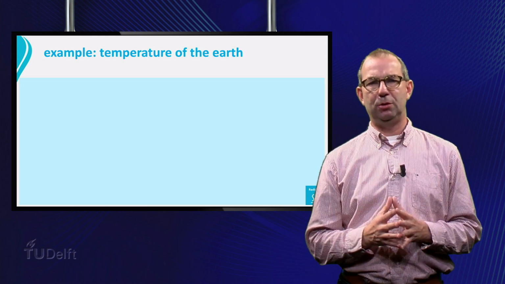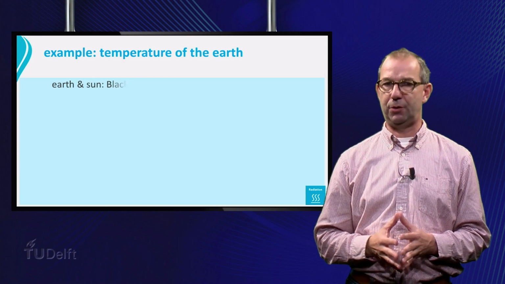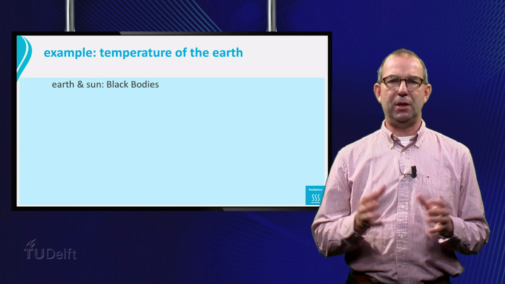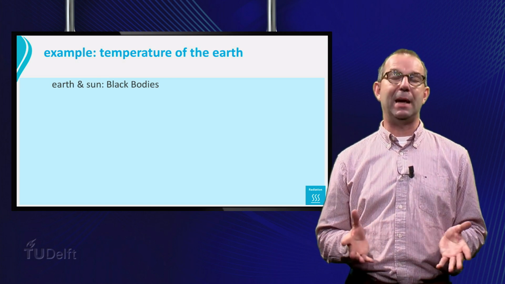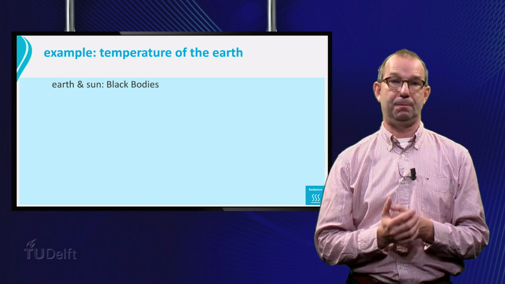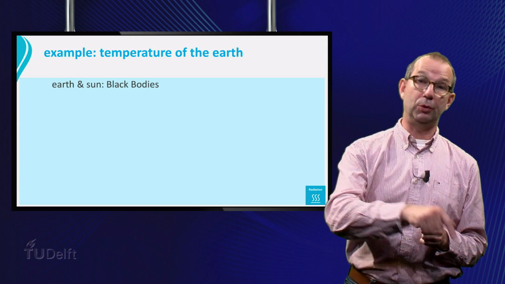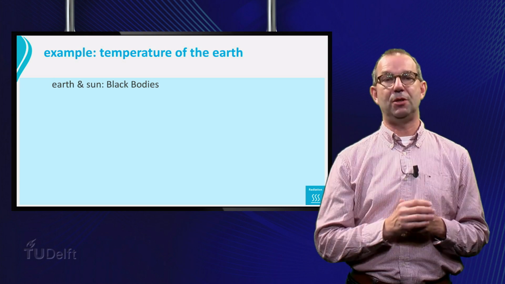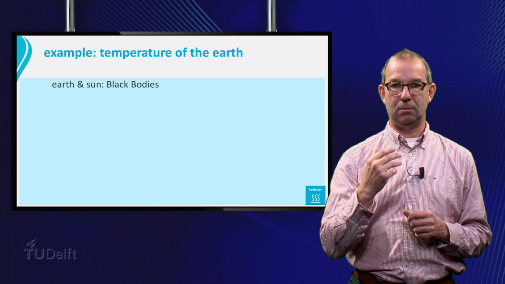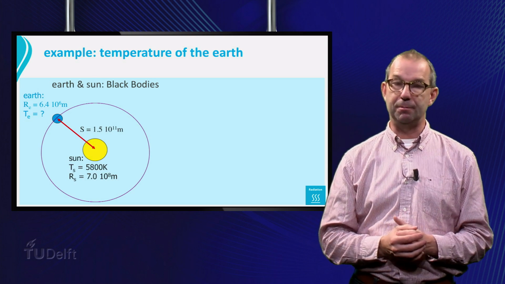Let's do an example using black bodies. What is the temperature of the Earth? The Earth is in reasonable approximation a black body. Hence, it loses energy via radiation into space. If nothing else would happen, the Earth would constantly cool down. Luckily for us, the Sun shines on the Earth. Also, the Sun is in a reasonable approximation a black body.